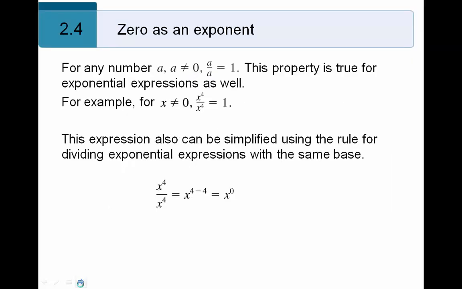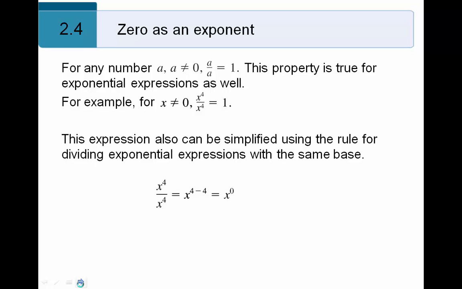For any number a, and a cannot equal 0, we know that a divided by a is equal to 1. We know that if we have a number divided by itself, it is equal to 1. This property is true for exponential expressions as well. For example, for x not equal to 0, we know that x to the fourth divided by x to the fourth is equal to 1.